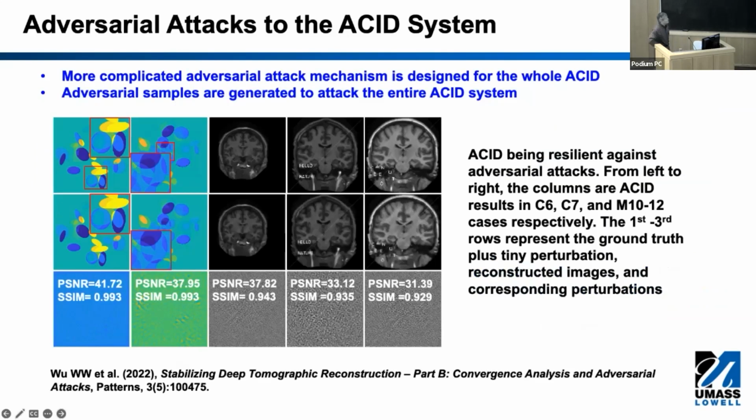Next, as a whole, ACID is still stable against adversarial attacks. Actually, we implemented a complicated algorithm to generate adversarial attacks on the whole ACID system. Our result shows that the whole ACID is stable with respect to this kind of sample.